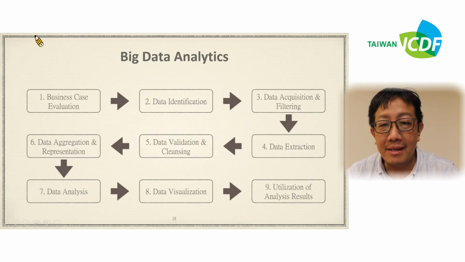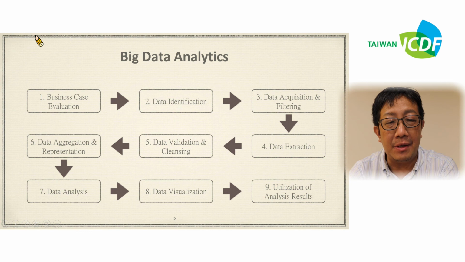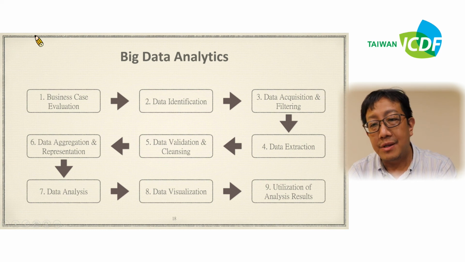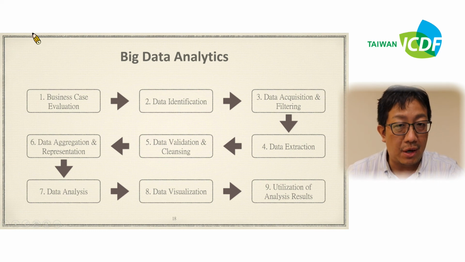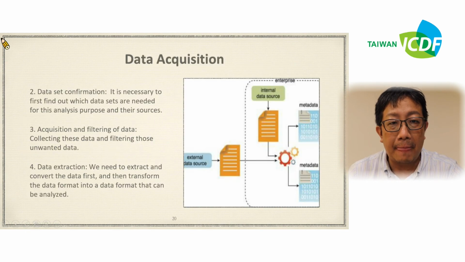Now we can see the 9 steps of big data analytics. The very first one is the business case evaluation, then the data identification, data acquisition and filtering, data extraction, data validation and cleansing, data aggregation and representation, data analysis, data visualization, and finally, the utilization of analysis results. We can see the business case evaluation here.